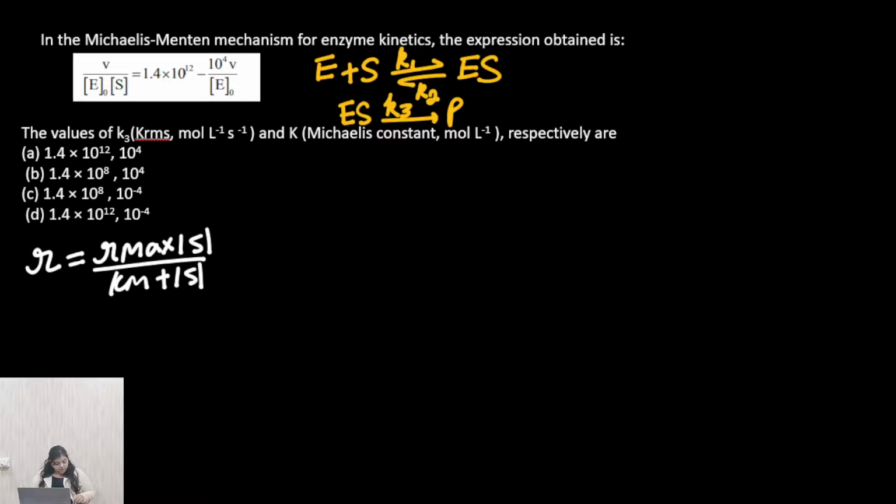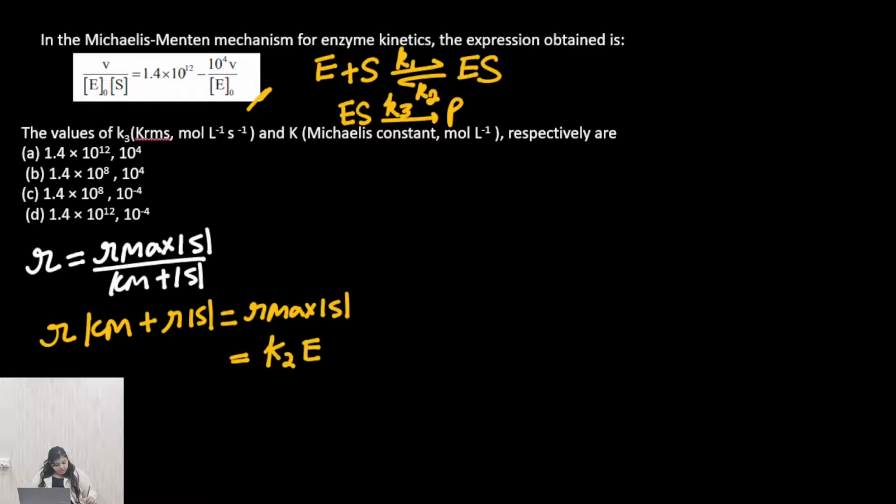We have to rearrange this equation so that we can get the expression in the given desired form. So what you do is cross multiply this equation. We will be getting R into Km plus R into S, equal to R max into S. Now R max is nothing but K2 into E naught into S. This is equal to R into Km plus R into S, right?